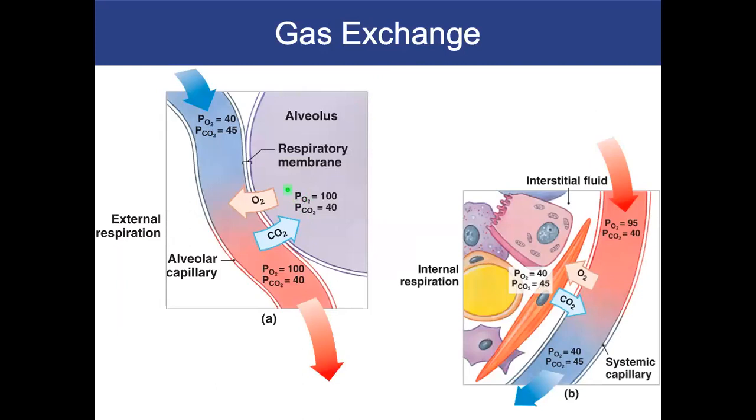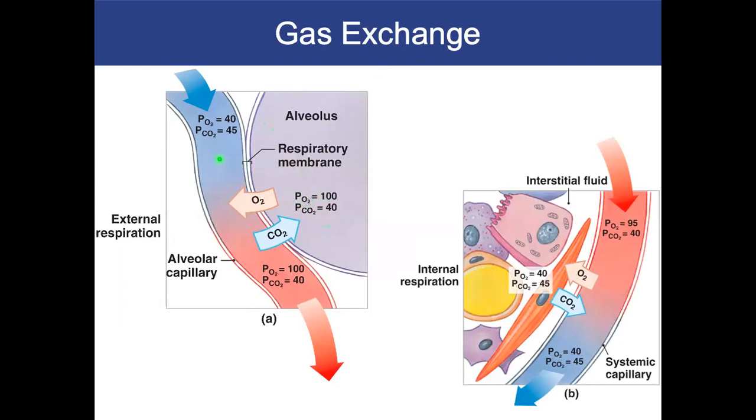Now, you know that here's the alveolus, and then here's a capillary, right? You know that oxygen is higher at the alveolus, and it's going to go into the capillary. And that CO2 is higher in the capillary, so it's going to get kicked out into the alveolus. But I want you to look at the numbers.